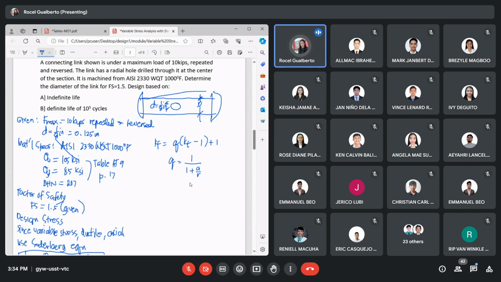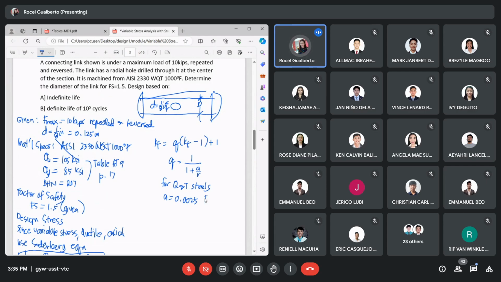Okay? So, ano po yung value ng A natin? Okay? For quench and tempered steel. Okay? Yun po yung given natin. WQT. Okay? So, dito po siya pasok. Okay? For quench and tempered steel, A is equal to 0.0025.